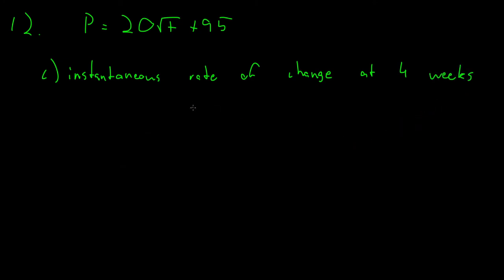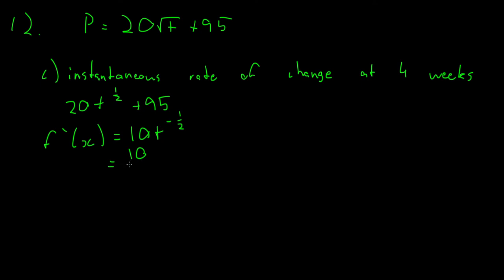So we've got the instantaneous rate of change at 4 weeks. And so we can take the derivative. We're going to have to rewrite this equation as 20t to the power of a half plus 95. I mentioned this in the last video, so you rewrite that so you can take the derivative. And from here we can take the derivative. Half times 20 is 10. t to the power of a half minus 1 is t to the minus a half, which is rewritten as 10 on root t.